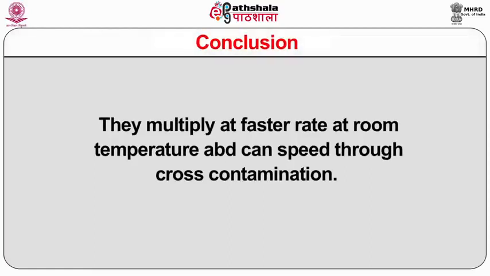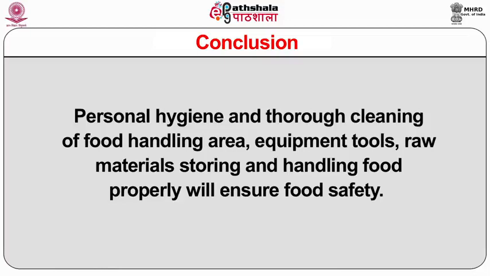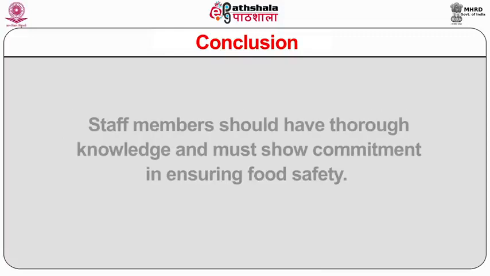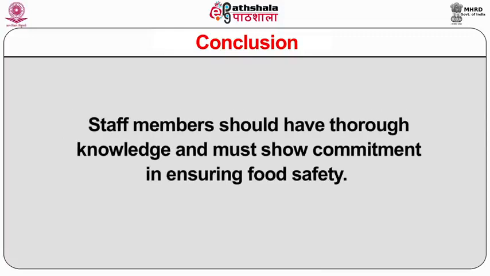Providing food free from bacterial and chemical contamination is the most important activity of a food business. Chemical contamination may be controlled, but bacteria are a challenge as they are not visible to the naked eye. They multiply at a faster rate at room temperature and can spread through cross contamination. Personal hygiene and thorough cleaning of food handling areas, equipment, tools, and raw materials, and storing and handling food properly will ensure food safety. Staff members should have thorough knowledge and must show commitment in ensuring food safety.